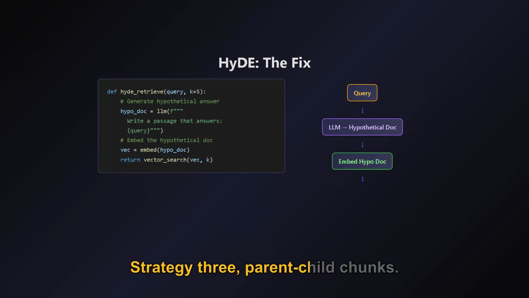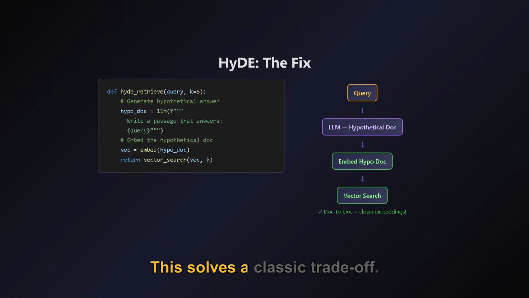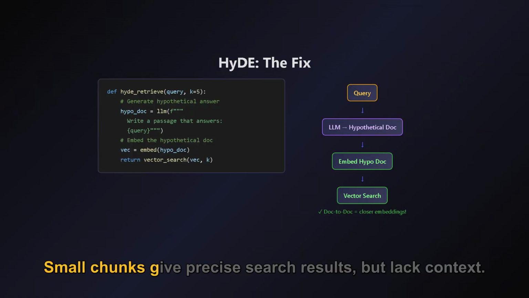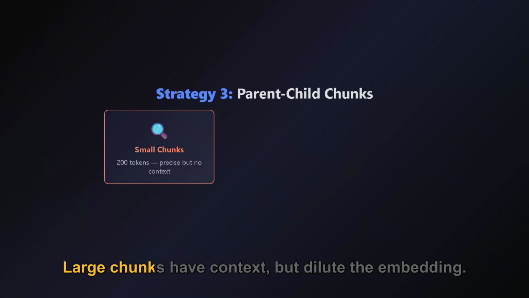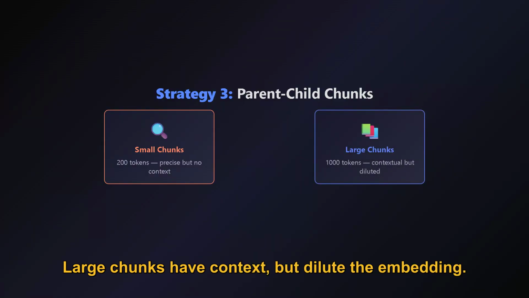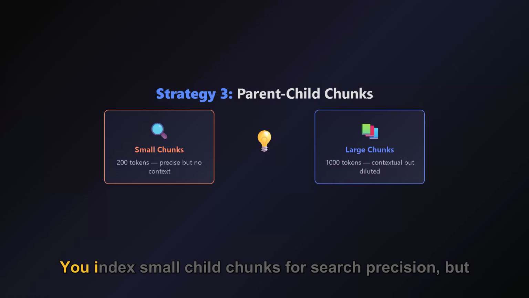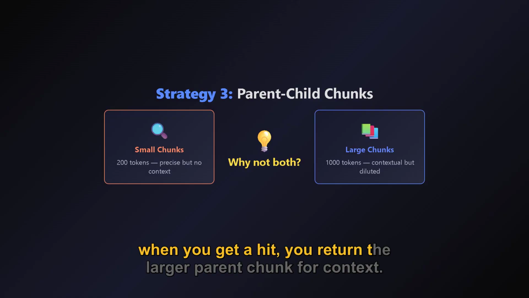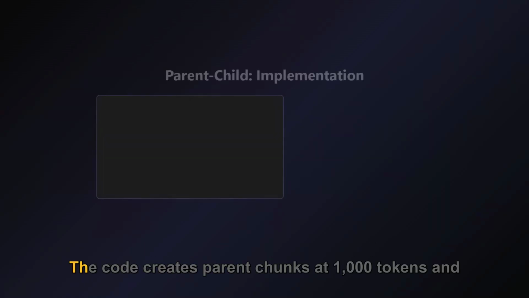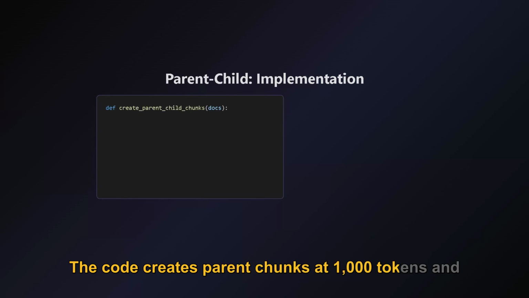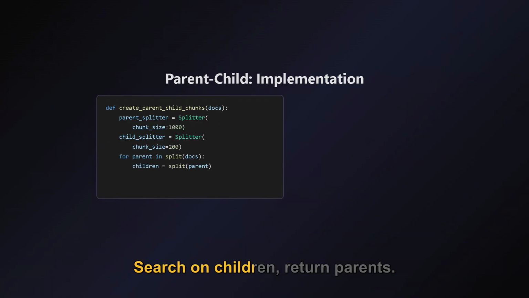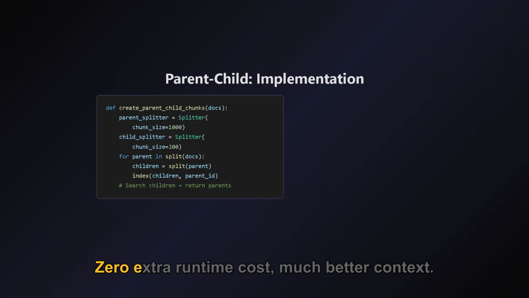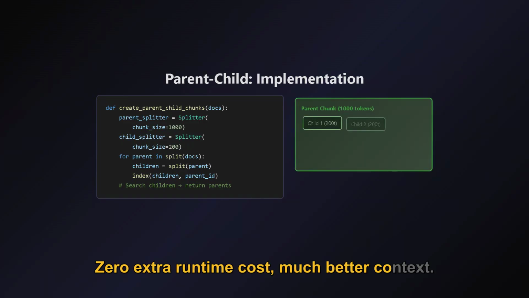Strategy 3: Parent-child chunks. This solves a classic trade-off. Small chunks give precise search results but lack context. Large chunks have context but dilute the embedding. So why not use both? You index small child chunks for search precision, but when you get a hit, you return the larger parent chunk for context. The code creates parent chunks at 1,000 tokens and splits each parent into 200-token children. Search on children, return parents. Zero extra runtime cost, much better context.